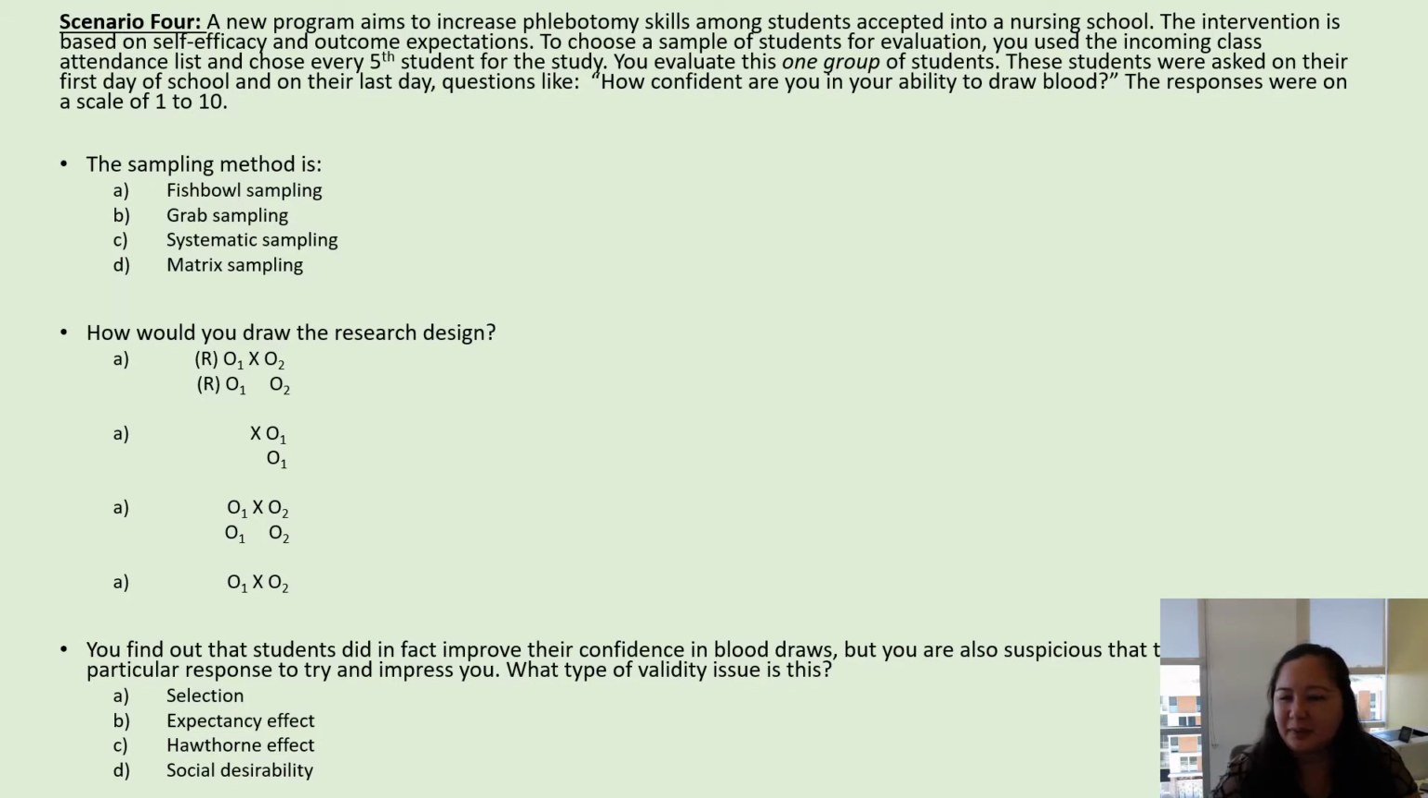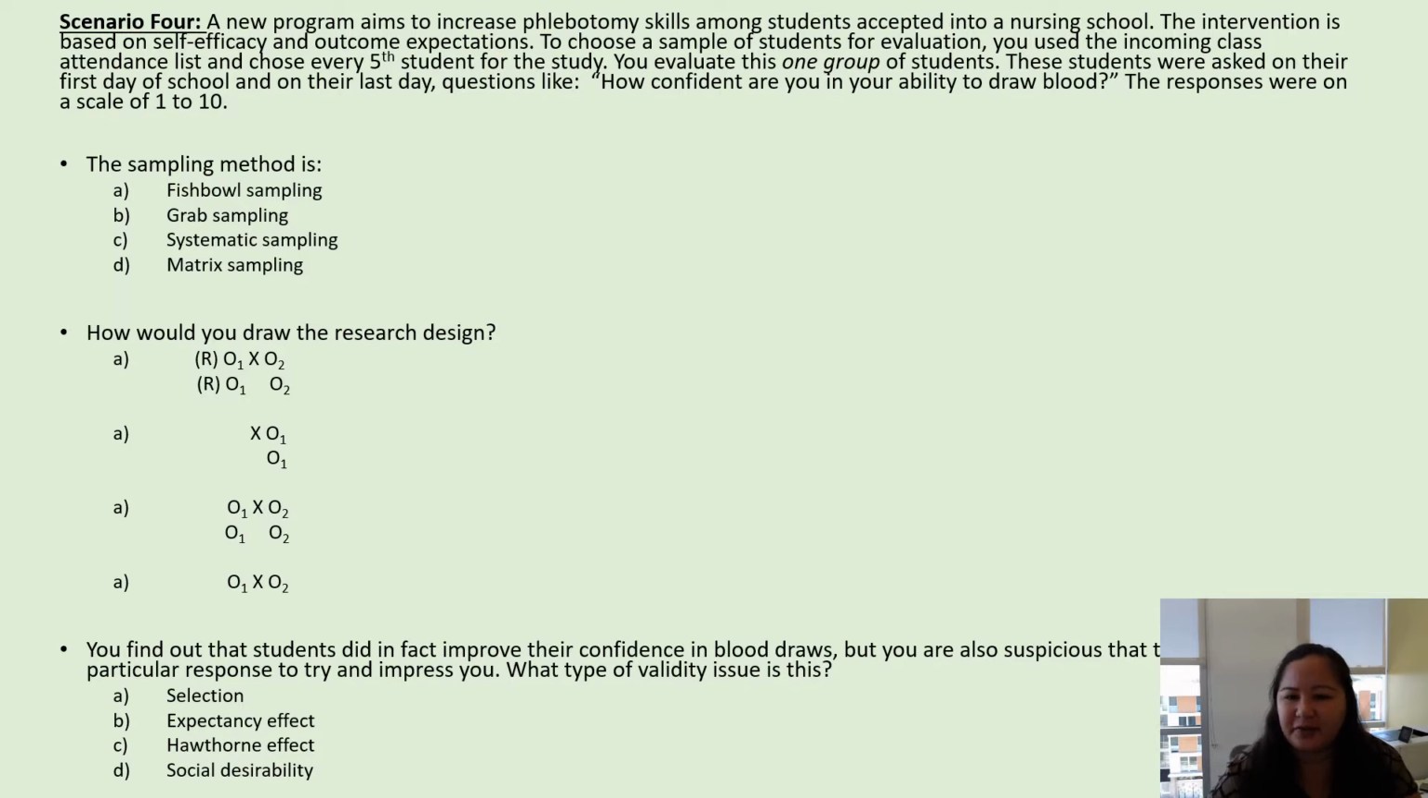I know a little bit more about the sampling. So now let's look at the actual question. So the sampling method is fishbowl? Well, it didn't say we picked numbers out of a hat, similar to B. And my first inkling was because it's every 5th student, that is the exact definition of systematic sampling. So my answer is C. There's no matrix involved. I'm not trying to get first years and second years, and men and women. So again, I'm pretty confident that the answer is C.